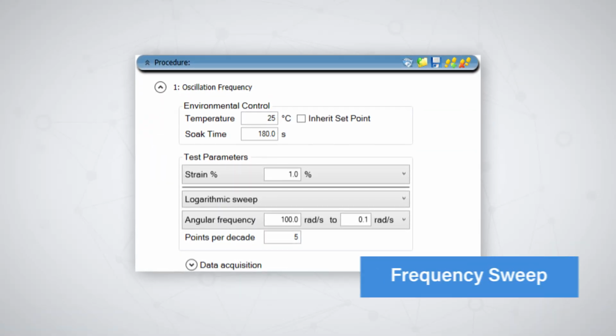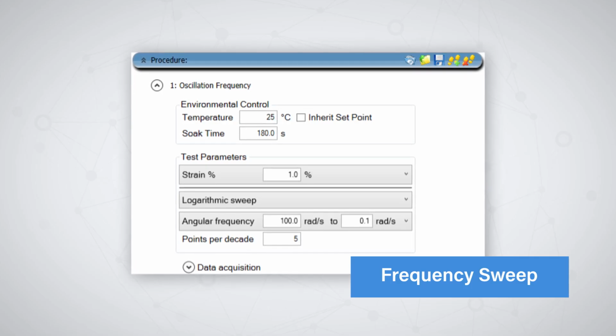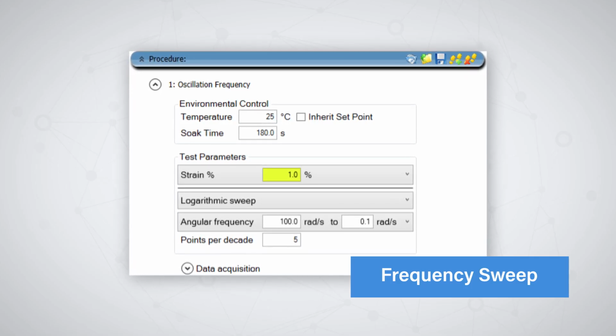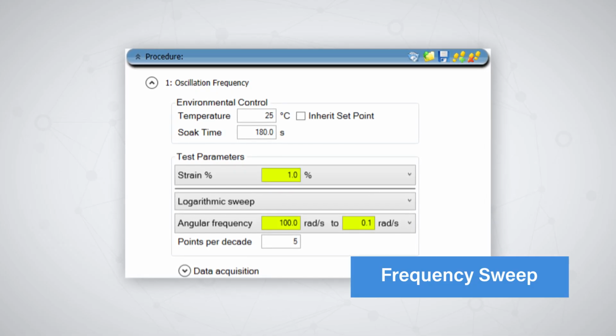Let's start with the frequency sweep. This test tells us how a material responds to different timescales of deformation. We apply a small oscillatory strain within the LVR and vary the frequency.